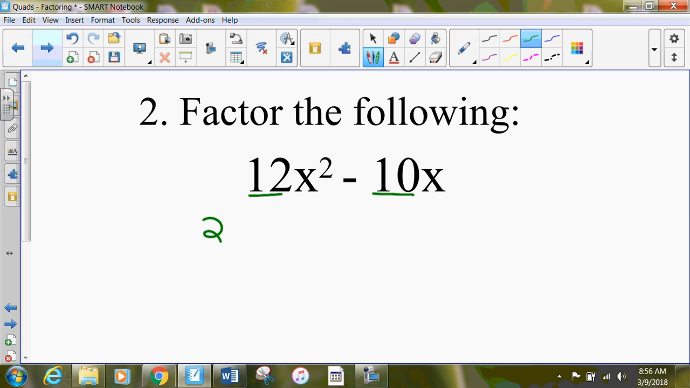And so then let's look at the x squared and the x, what's the biggest amount of x's I can pull out that both of these terms have in common?